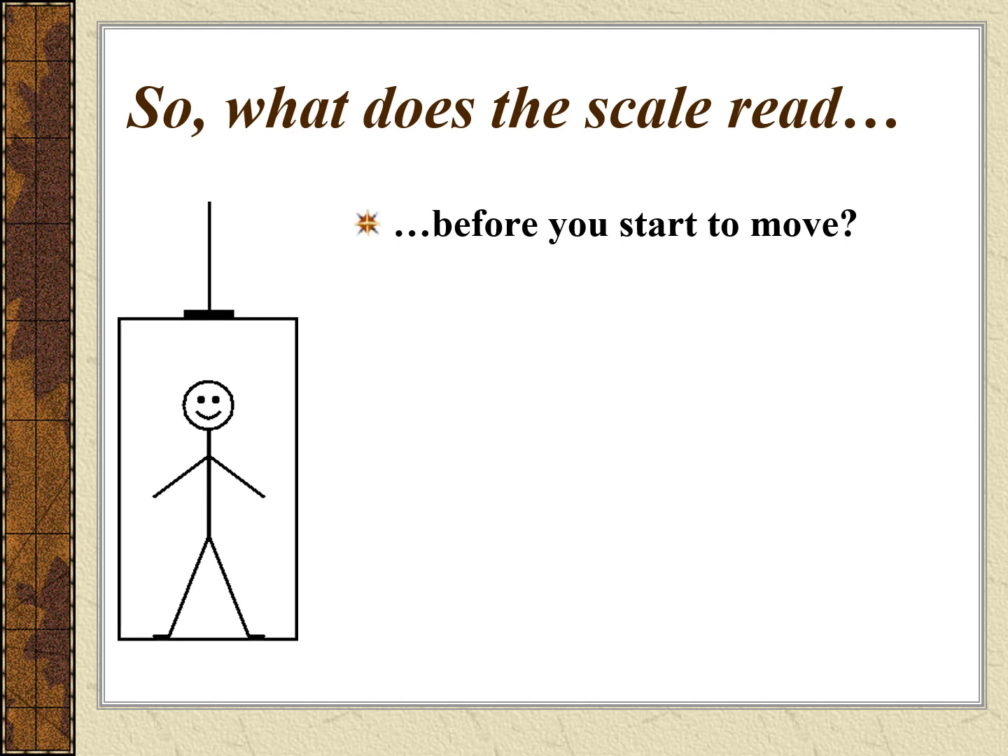Now, as he steps onto the scale at the beginning and he's not moving yet, that means the upward force and the downward force are balanced because there is no acceleration. Since the upward force and downward force are balanced, that means the normal force, what the scale is going to read, is going to be exactly equal to his weight.